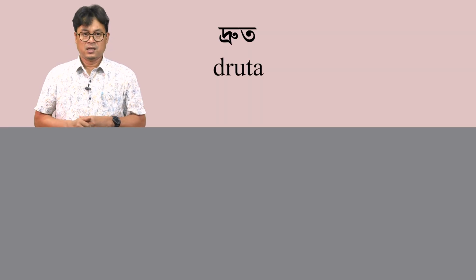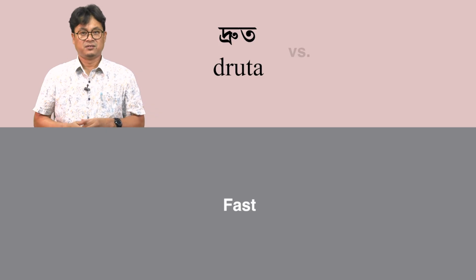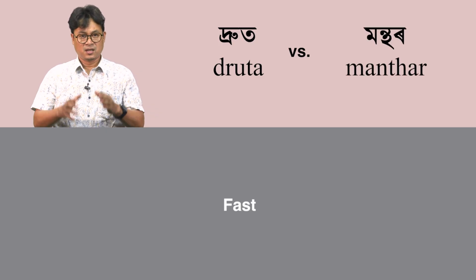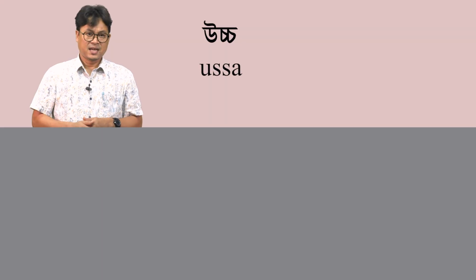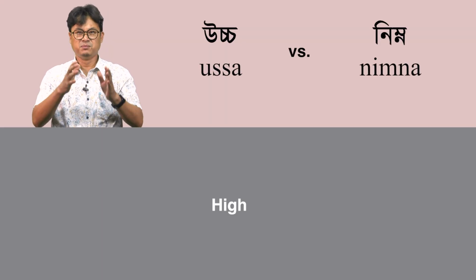Another example is dhruto. Dhruto means fast versus monthor. Monthor means slow. Speed exists on a scale. Something can be very fast, moderately fast, slow, or very slow. Similarly, usso means high versus nimno means low. Height or level can vary gradually. This type of antonym is very common in adjectives.